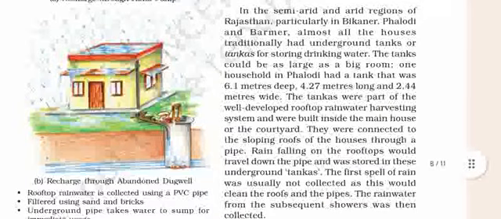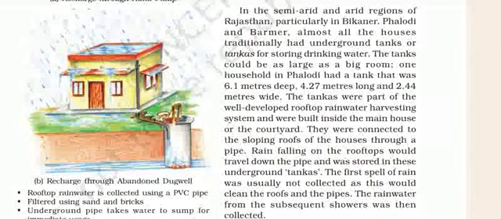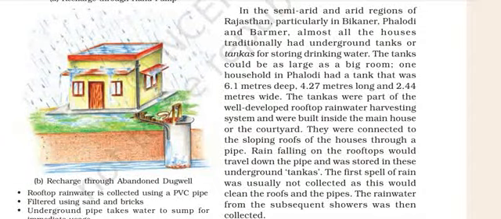In semi-arid and arid regions of Rajasthan, particularly in Bikaner, Phalodi and Barmer, almost all the houses traditionally had underground tanks or tankas for storing drinking water. The tanks could be as large as a big room. One household in Phalodi had a tank that was 6.1 meters deep, 4.27 meters long, and 2.44 meters wide.